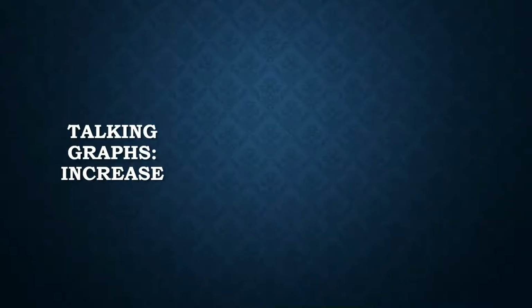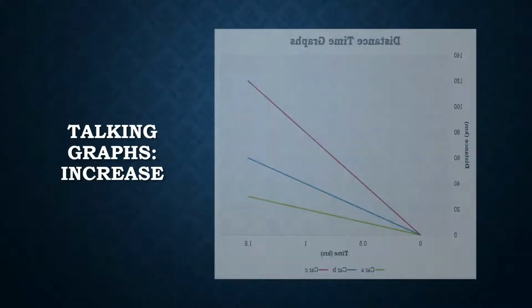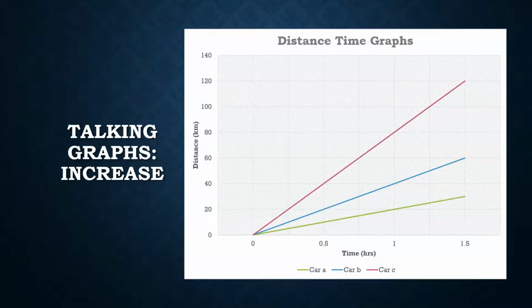Okay, talking about distance time graphs. If we're talking a steady increase, that's what we're seeing here. Car A is covering less distance in the same time as car B and C. Now, this graph is horrible because that 0 should be at the origin of the graph, but for some reason my graphing skills on PowerPoint were not good, and you're going to allow me to have this error.